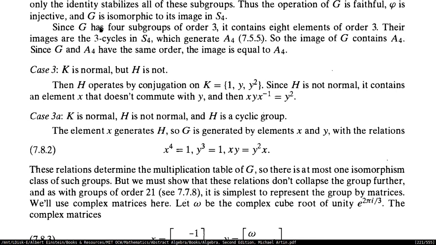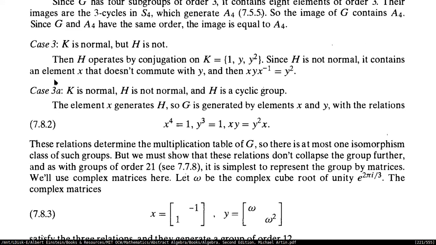Oh, he divides it into like so many cases. The case 3a is like when K is normal, H is not normal, and H is a cyclic group.